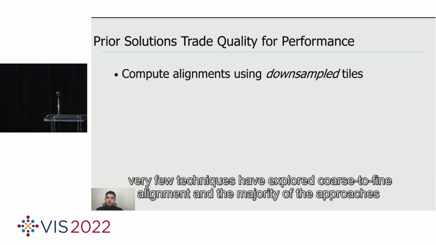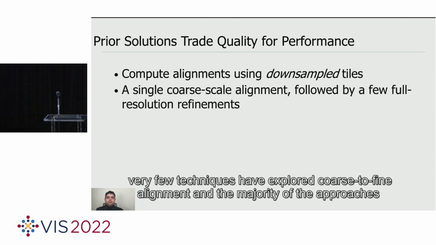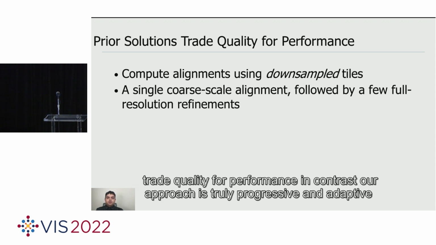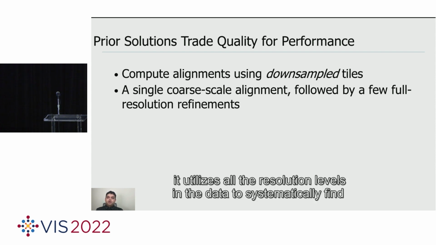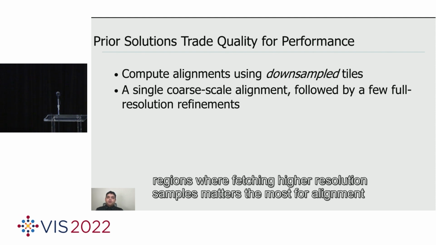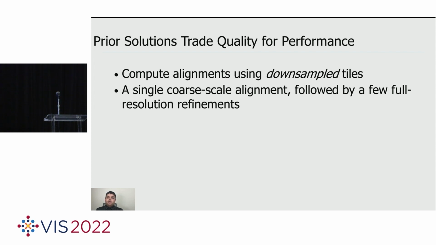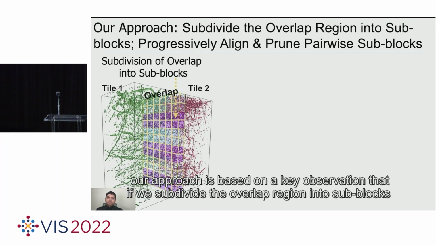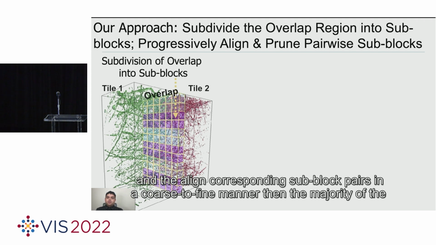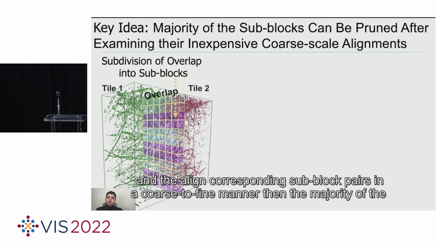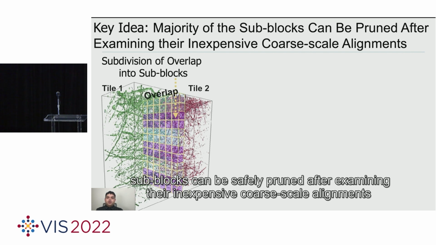Very few techniques have explored coarse-to-fine alignment, and the majority of the approaches trade quality for performance. In contrast, our approach is truly progressive and adaptive. It utilizes all the resolution levels in the data to systematically find regions where fetching higher resolution samples matters the most for alignment. Our approach is based on a key observation that if we subdivide the overlap region into subblocks and align corresponding subblock pairs in a coarse-to-fine manner, then the majority of the subblocks can be safely pruned after examining their inexpensive coarse-scale alignments.